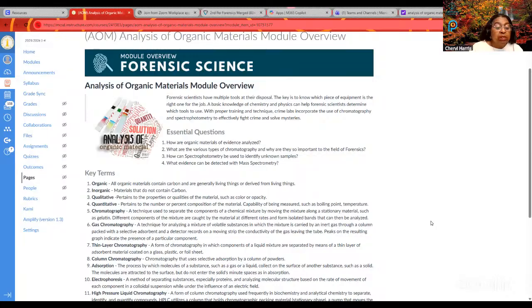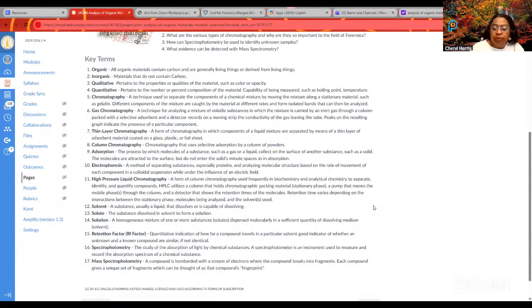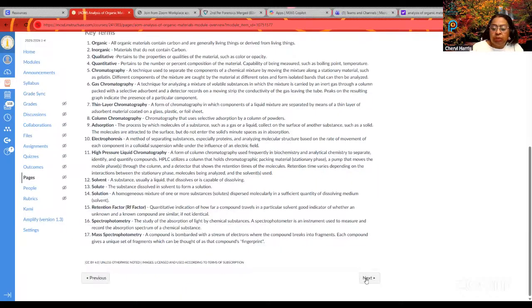Okay, so we're going to look at crime materials that have a chemical nature. So there's a little bit of chemistry in this unit. And we're going to look at some equipment that they use to examine substances that they find at a crime scene. So you've got a lot of chemistry type vocabulary in this one.